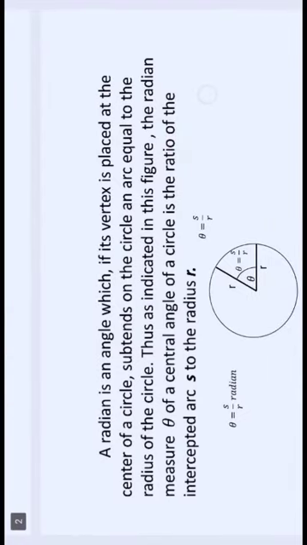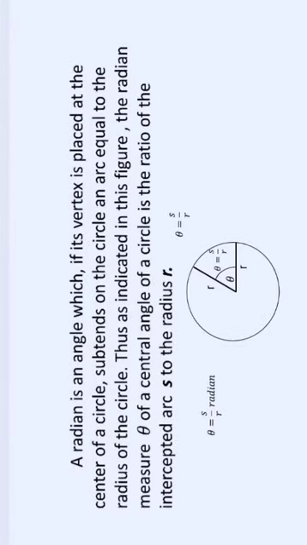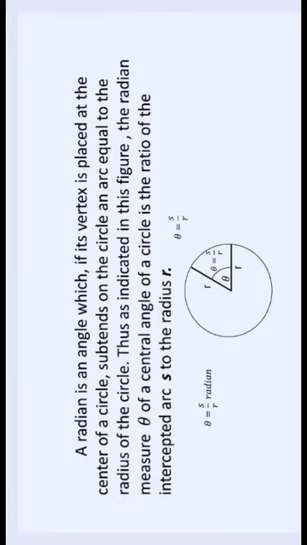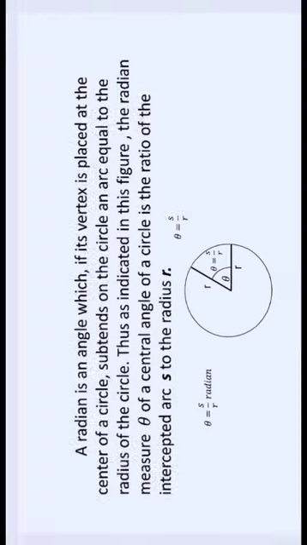A radian is an angle which, if its vertex is placed at the center of a circle, subtends on the circle an arc equal to the radius of the circle. Thus, as indicated in the figure, the radian measure theta of a central angle of a circle is the ratio of the intercepted arc S to the radius R. So, our theta is equal to S over R, or the intercepted arc all over the radius.